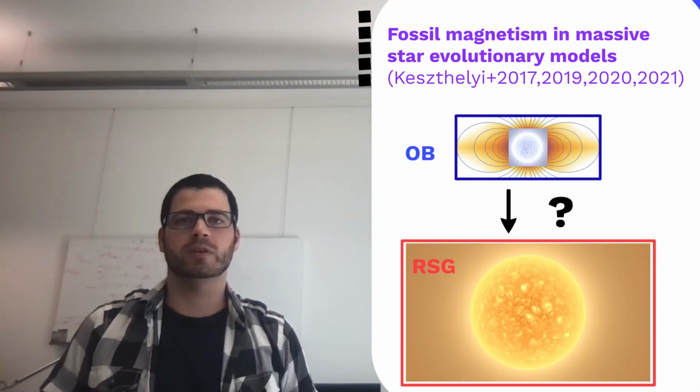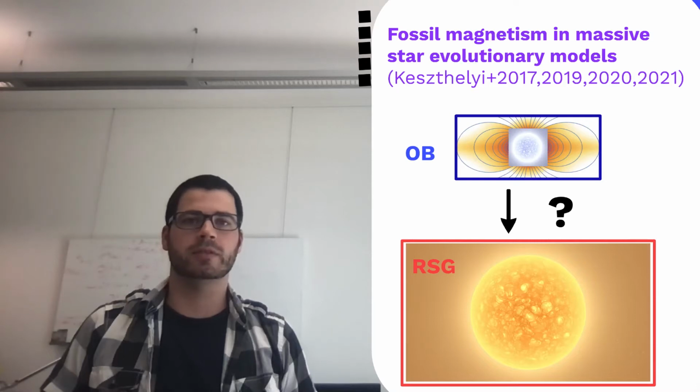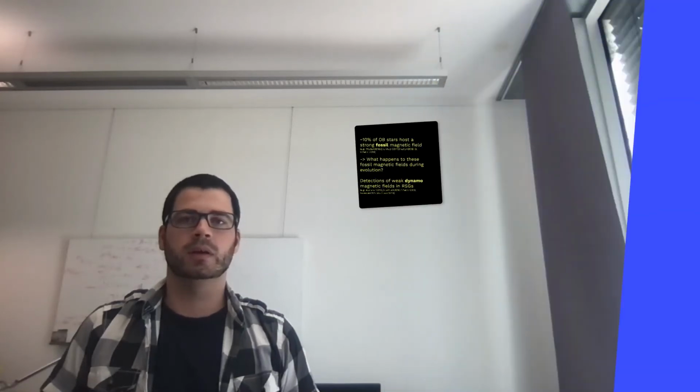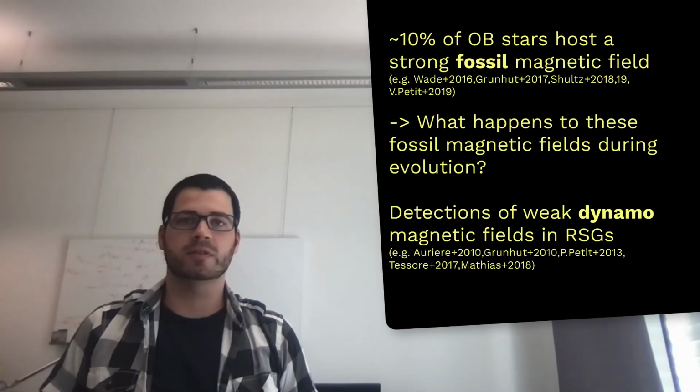Another open question is how to characterize the evolution of known magnetic OB stars. Namely, a subset of OB stars are known to be strongly magnetized, but it remains unclear what happens to these fossil fields at later evolutionary stages. At the same time, red supergiants show evidence of weak dynamo-generated magnetic fields.